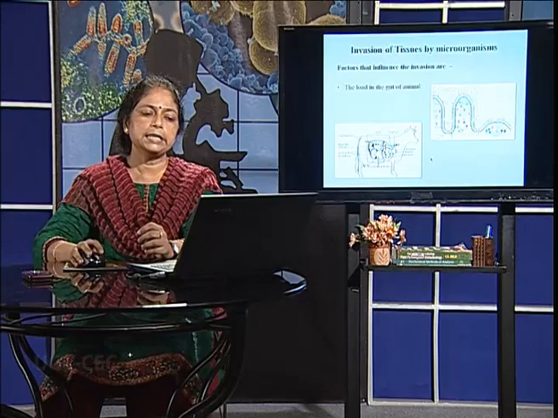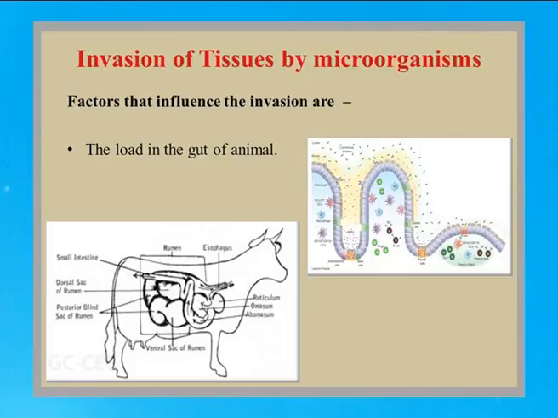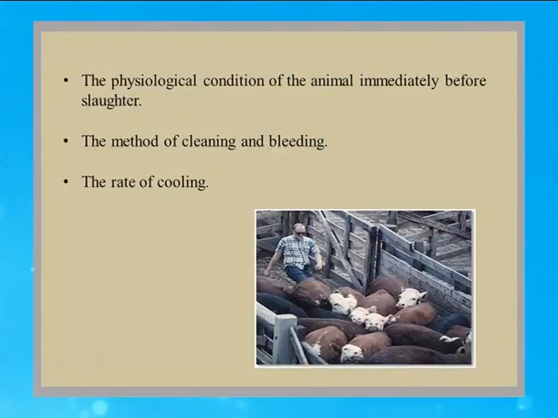It shows that the intestine of the cow, the intestine of the goat, the intestine of the chicken, so from wherever source we are getting the meat, has been infected or populated by different types of microorganisms, and when the animal dies, these microorganisms try to invade the different tissues of the animal, and therefore when such a meat is consumed, it is populated with different types of microorganisms. So one of the factors which influence the invasion of the microorganism is the load in the gut of the animal.